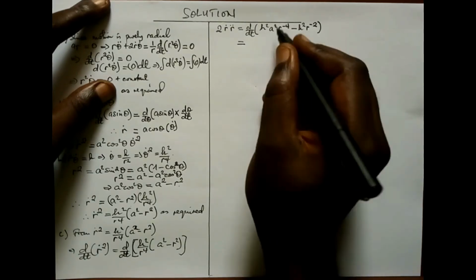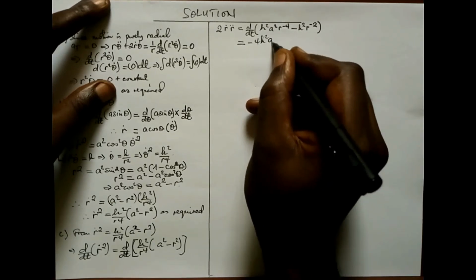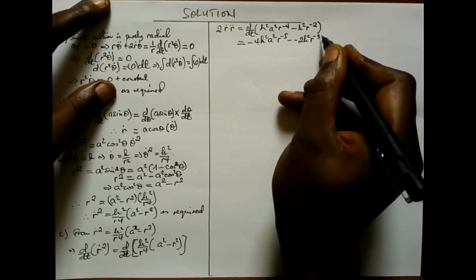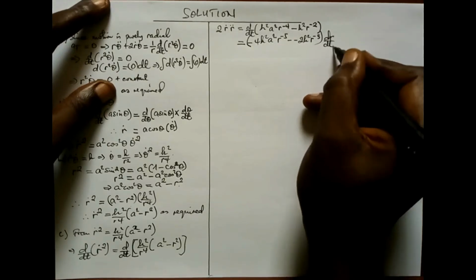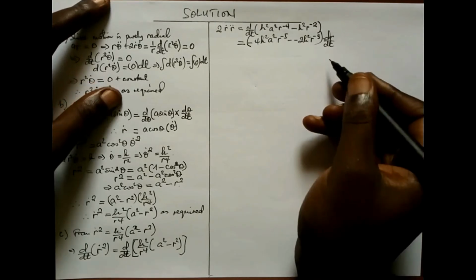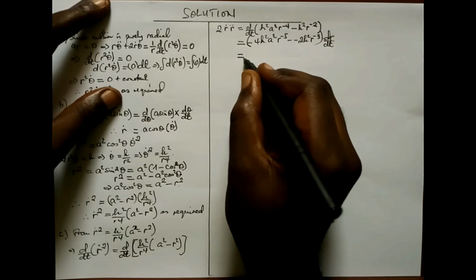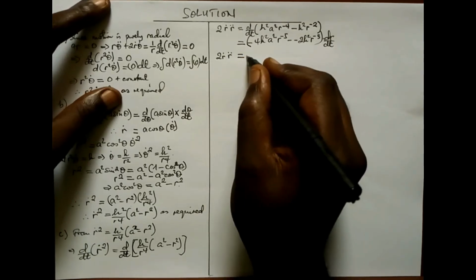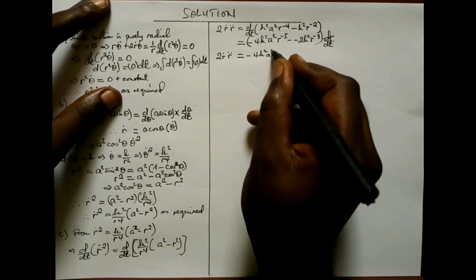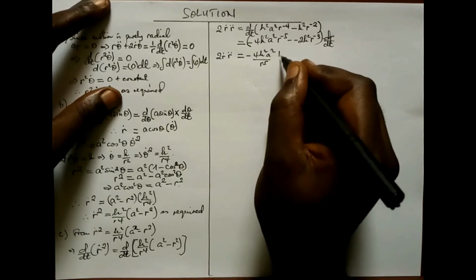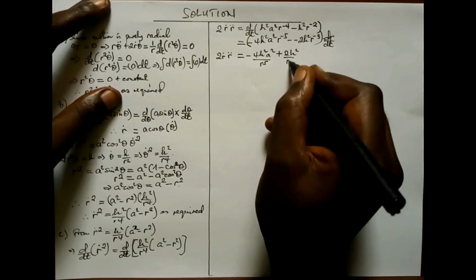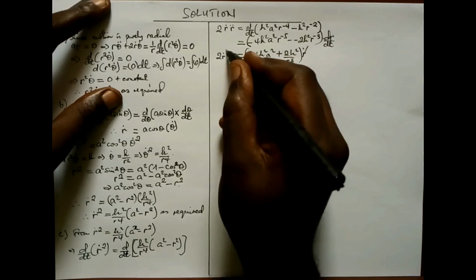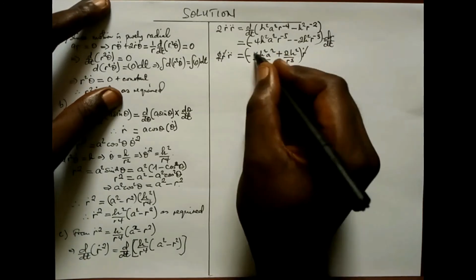Differentiating with respect to r first, I will get negative 4h squared a squared r to the negative 5 minus 2h squared r to the negative 3, all multiplied by dr/dt, the chain rule. From there we simplify to have 2r double dot equals negative 4h squared a squared all over r to the fifth, minus becomes plus 2h squared all over r cubed, all times r dot, since dr/dt is r dot. The r dot cancels on both sides and the 2 also cancels.